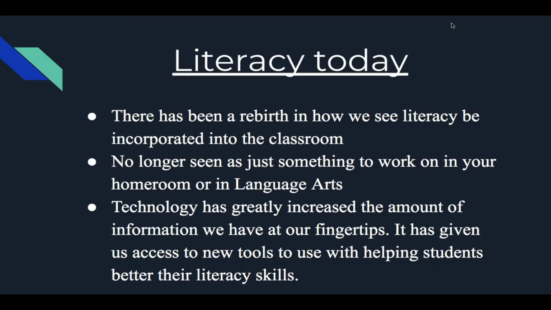What has also changed greatly with literacy is the developments in technology. By technology constantly changing and evolving, it has increased the amount of information that we have at our fingertips. It has given us access to new tools that we can use with helping our students develop their skills in literacy and can do it in a way that is more familiar to them. Technology is their world and what they know. So by integrating literacy and technology together, it is a way that we can reach our students and have it be more familiar to them.